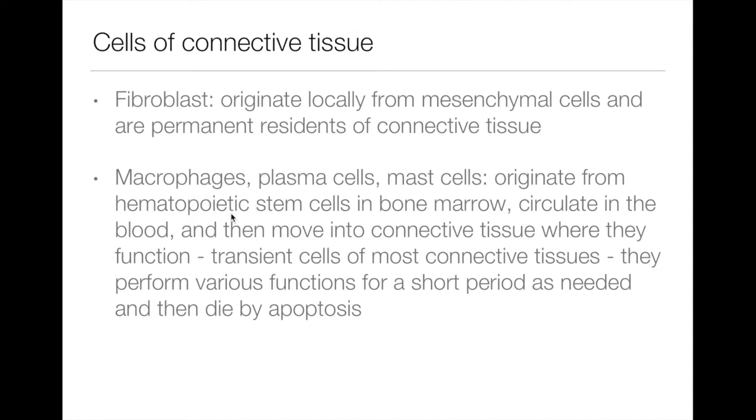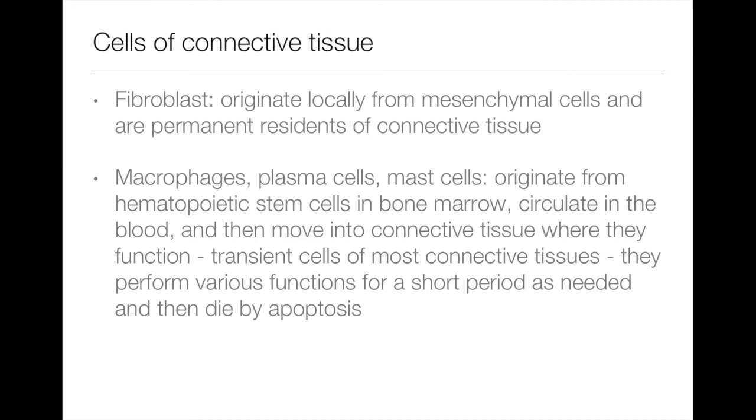These words come from the Greek word poiesis, which means make, and hemato comes from the Greek word haima, which means blood. And these are stem cells in bone marrow that make blood. This is why they're called hematopoietic. They circulate in the blood, so they originate from these cells in the bone marrow. This is where they are created, and then they pass and circulate in the blood. And then they move into connective tissue where they function.